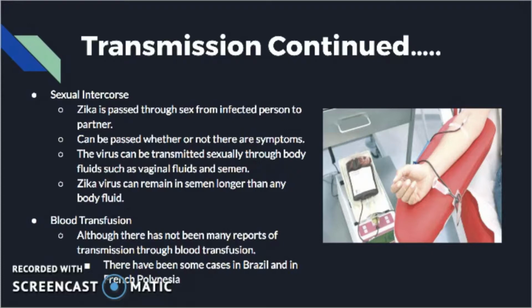Lastly, transmission can also happen through blood transfusion. Although there have not been many reports of the transmission through transfusion, there have been some cases found in Brazil and French Polynesia after an outbreak.